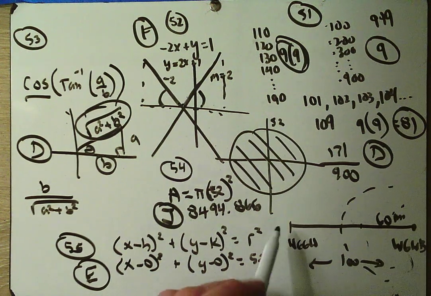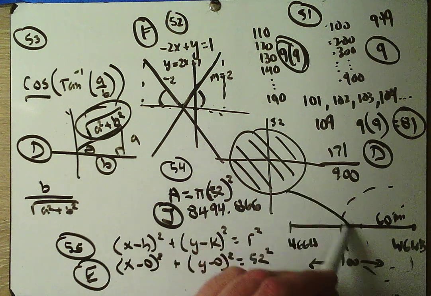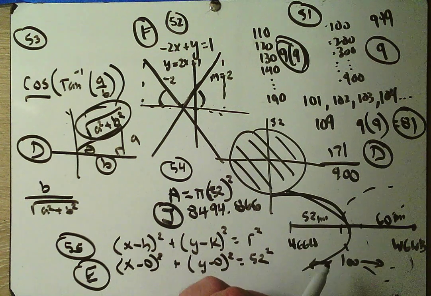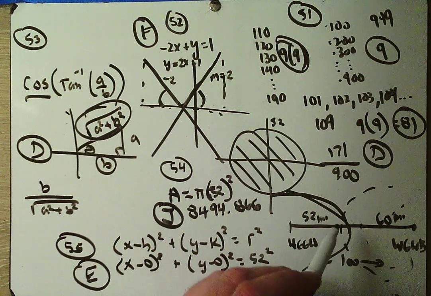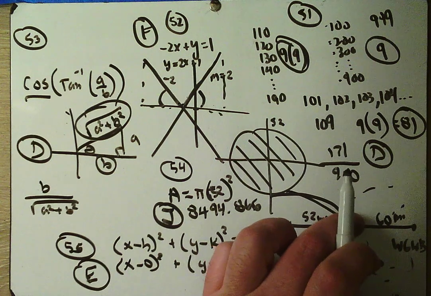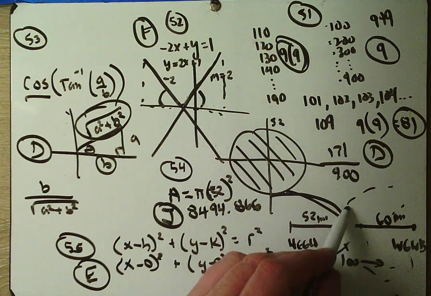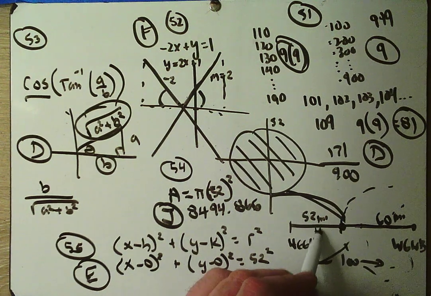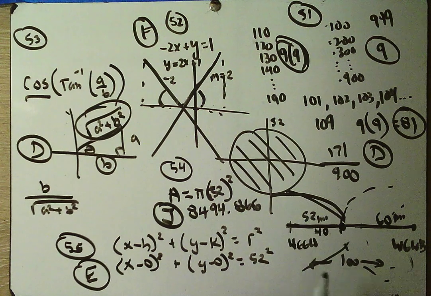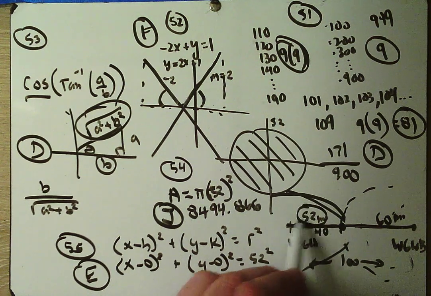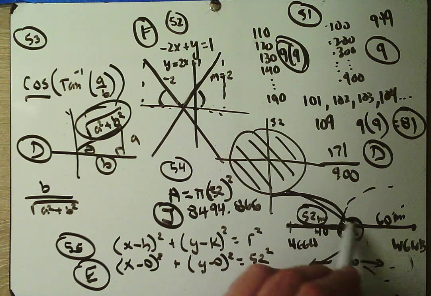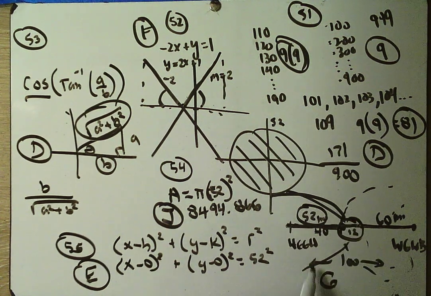And we know the radio station for this one, its transmitter goes 52 miles. So what can we say about this overlap? Well, think about it this way. If we went 60 miles from this side, and this total distance was 100, then this piece over here would be 40. This one has a distance of 52. Here's 40 plus 12 more. There's 12 miles of overlap. So choice G is my answer to number 56.